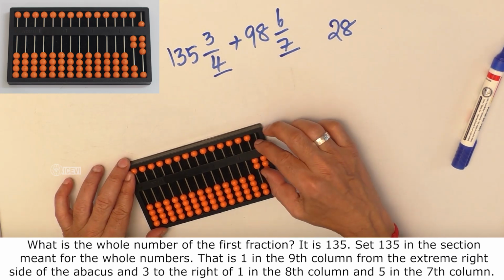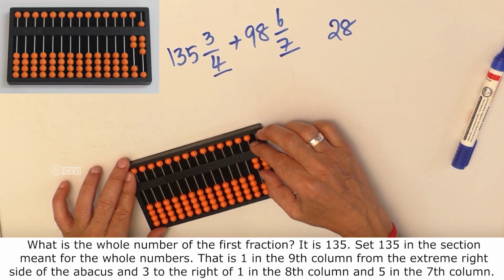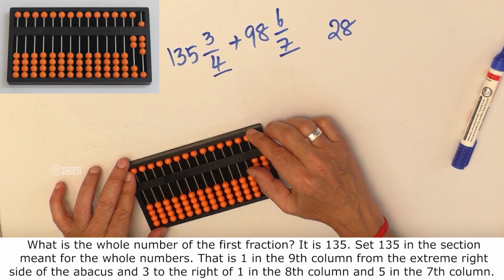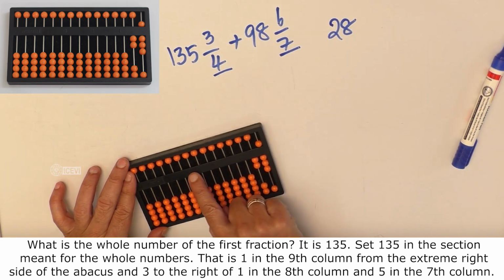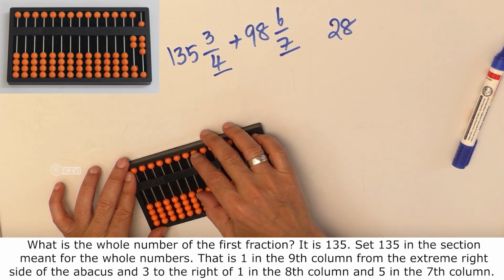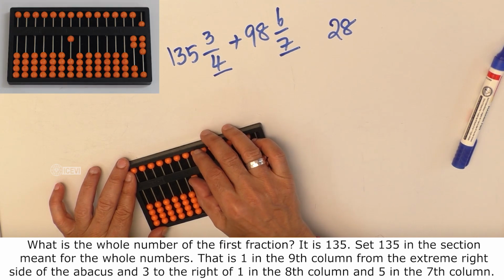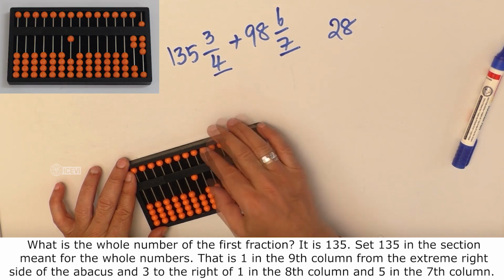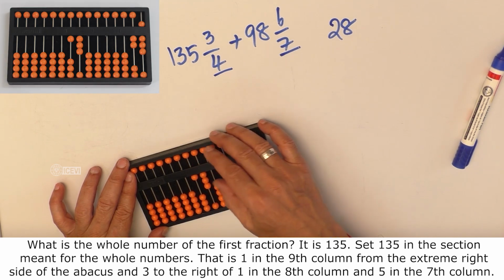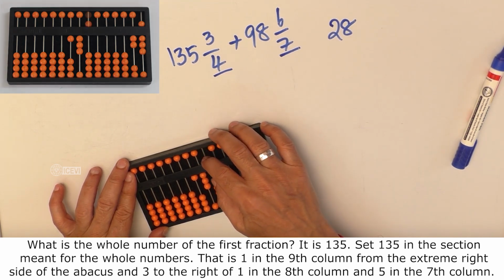What is the whole number of the first fraction? It is 135. Set 135 in the section meant for the whole number. That is, 1 in the 9th column from the extreme right side of the abacus, 3 to the right of 1 in the 8th column, and 5 in the 7th column.